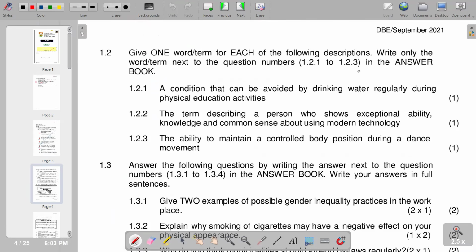Write only the word or term next to the question numbers, and that is 1.2.1 to 1.2.3 in the answer book. So according to 1.2.1, it is a condition that can be avoided by drinking water regularly and during physical education activities is dehydration. So dehydration is the correct term that we can pick according to the sentence that we are given.